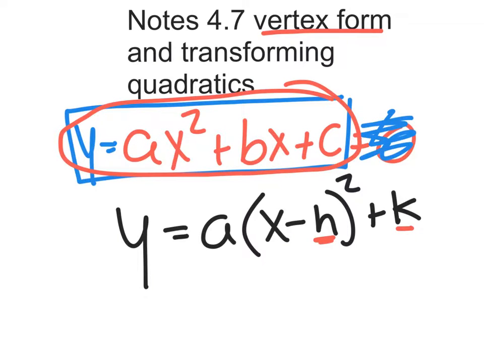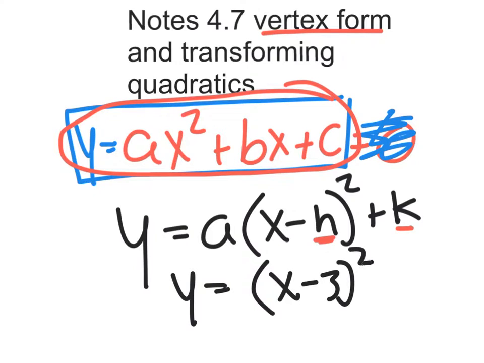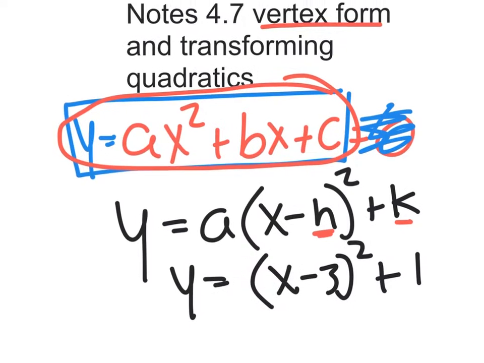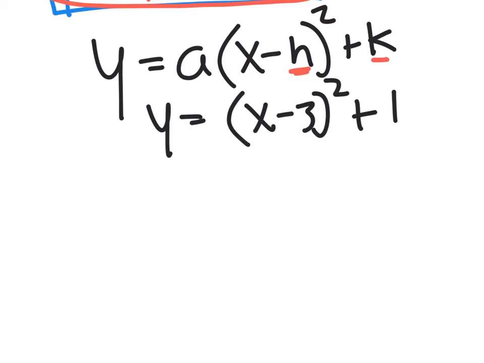Okay, so up here on this one, you had to do a lot of work to find your vertex. You had to do x equals negative b over 2a, and you had to plug it back in. Right here, whatever you see as your h and as your k, you could find your vertex. So let's just go to an example. Y equals, let's say the a value is 1, parentheses x, let's go with a minus 3 squared plus 1. This is a vertex form equation, and I could automatically find my vertex.